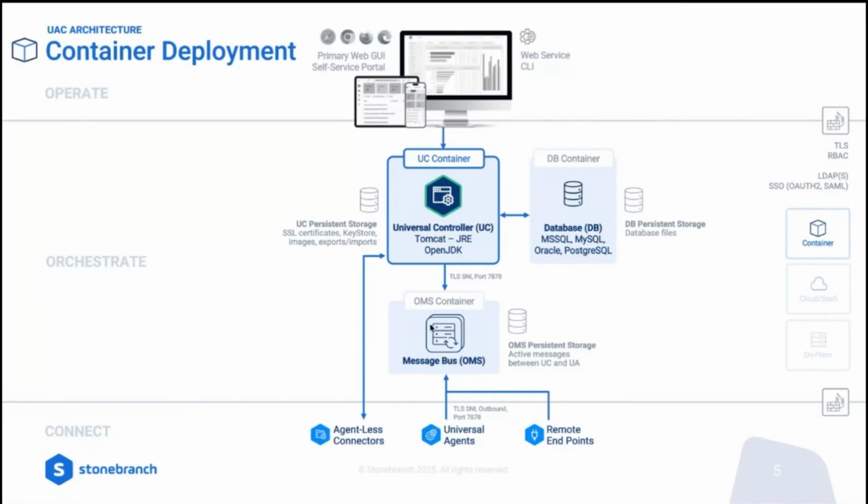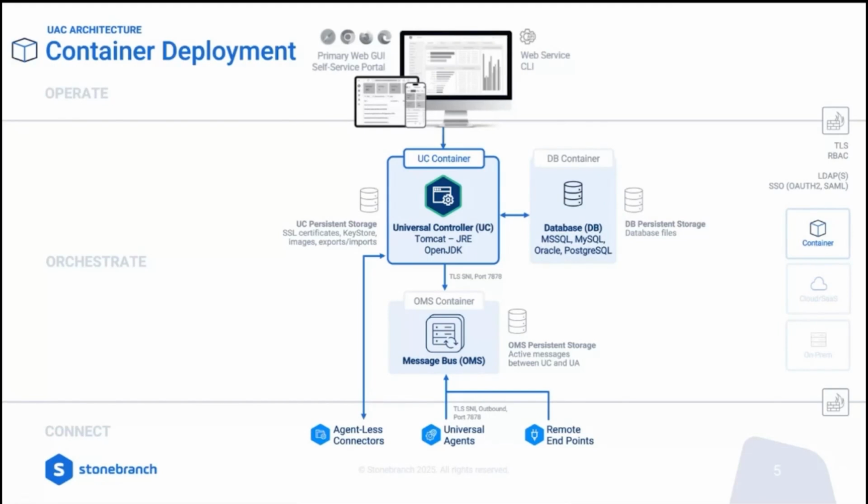Same thing for OMS. If you want to keep OMS in a container, you need to keep the active message data in persistent storage. Same thing for the agent; the agent can also be inside containers. After the 7.7 release, we also support TLS SNI. So in this case, you can keep the controller and message pass, the OMS, inside one cluster, and you can access it from external agents also.